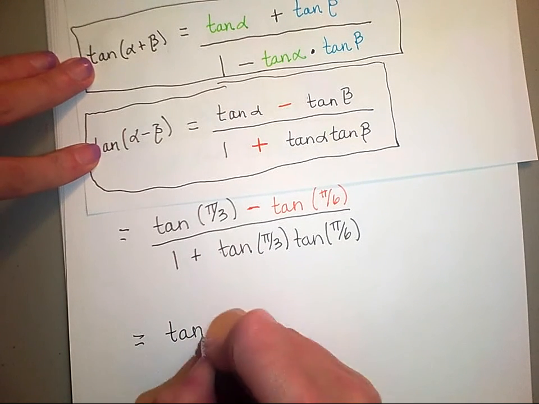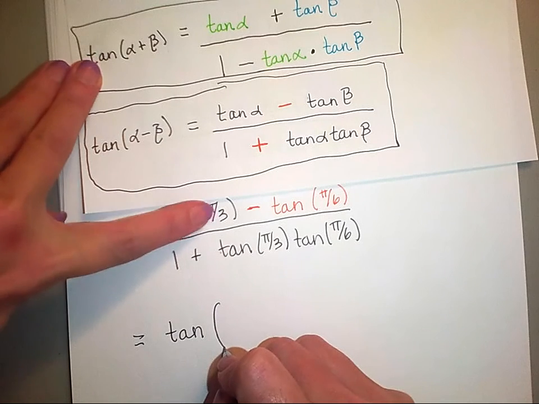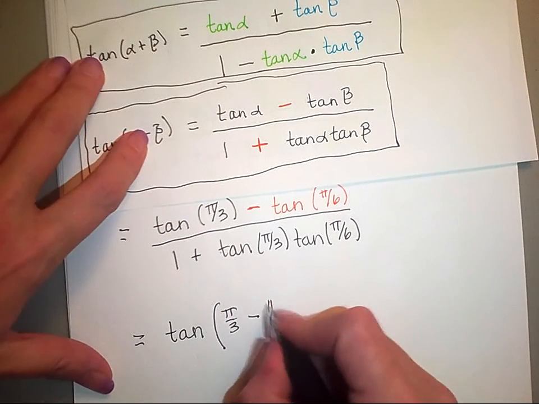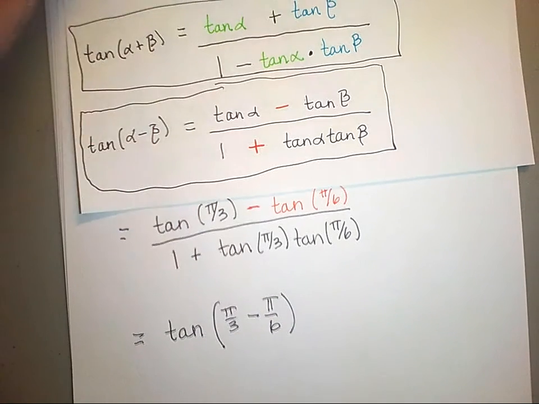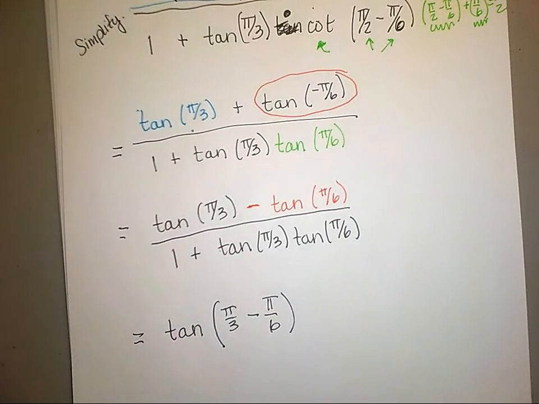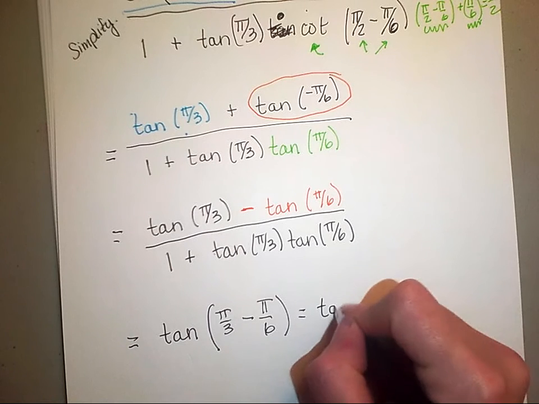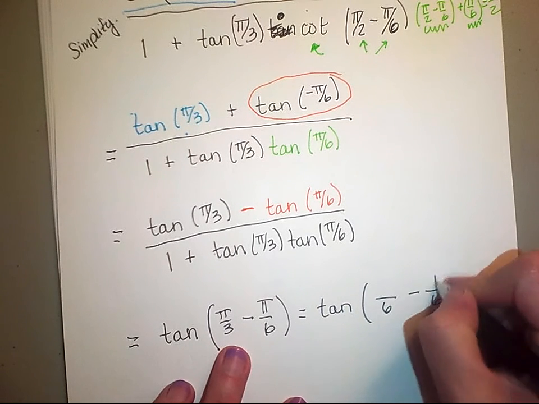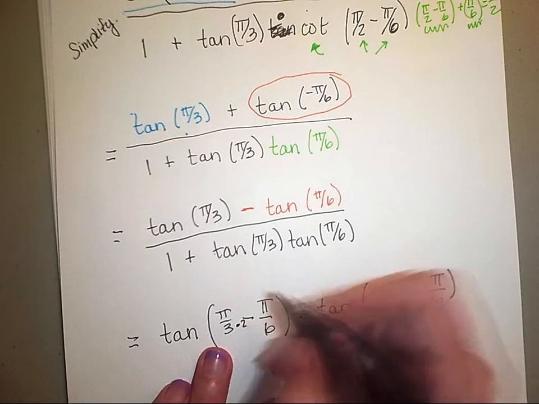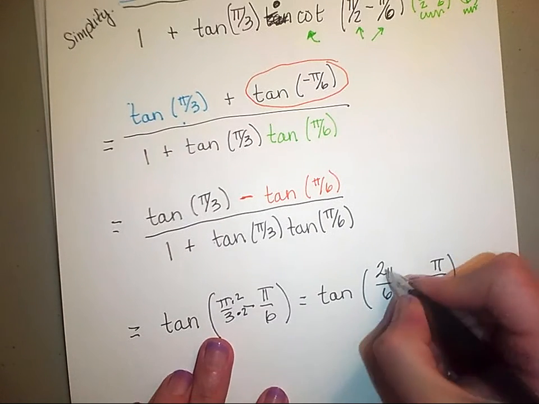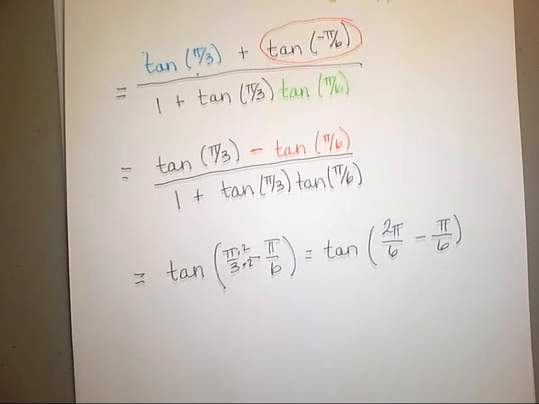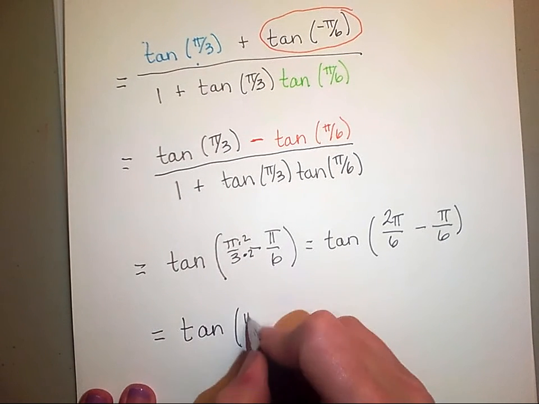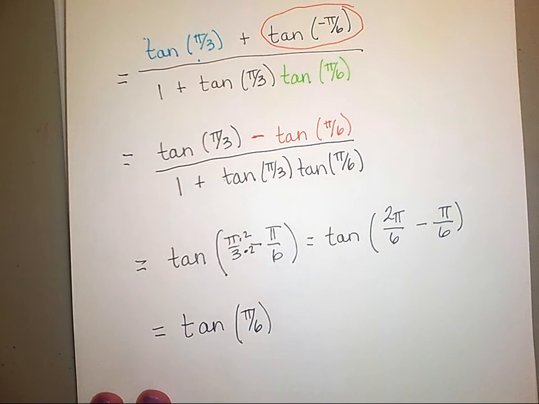So this has to be equal to the tangent of alpha, in this case pi over 3, minus beta, in this case pi over 6. But we can simplify that. This is the tangent of, I'd like to have a common denominator since I'm subtracting fractions. So to do that I need to multiply by 2 and by 2. And now I can subtract 2 pi over 6 minus pi over 6. Well, this is just the tangent of pi over 6.